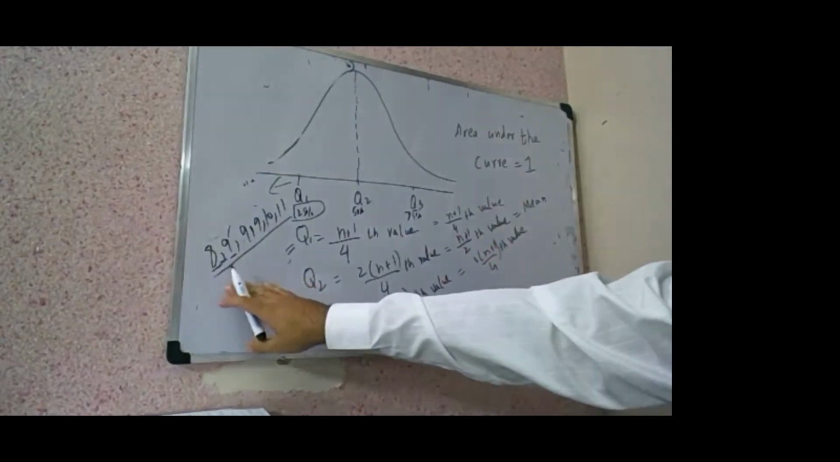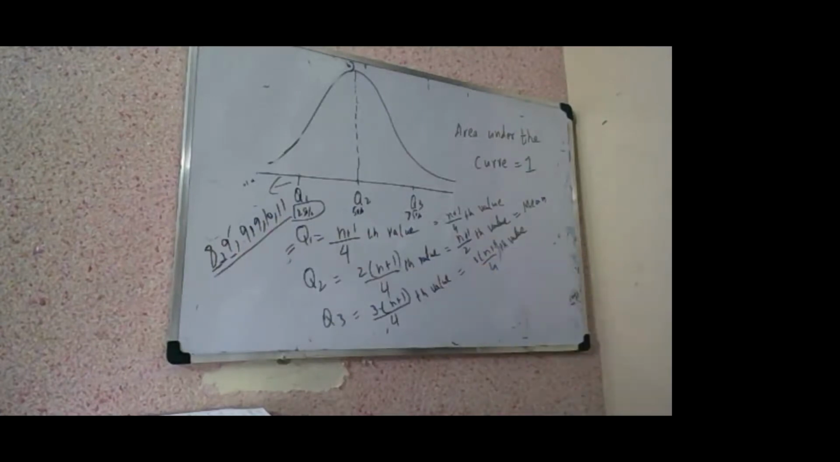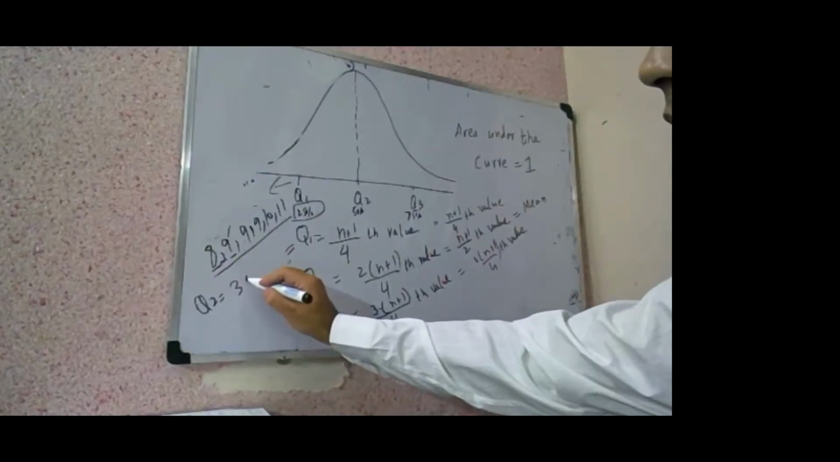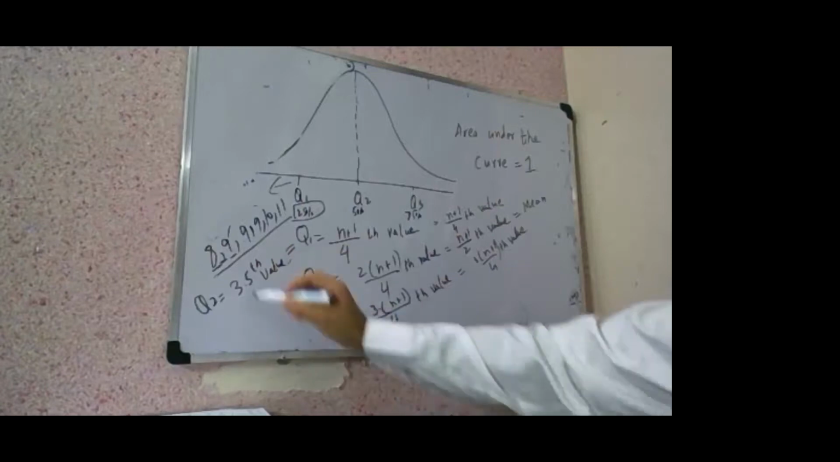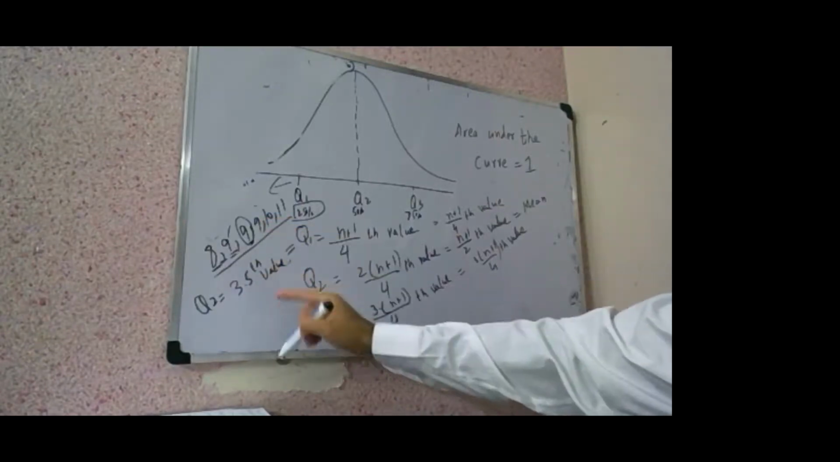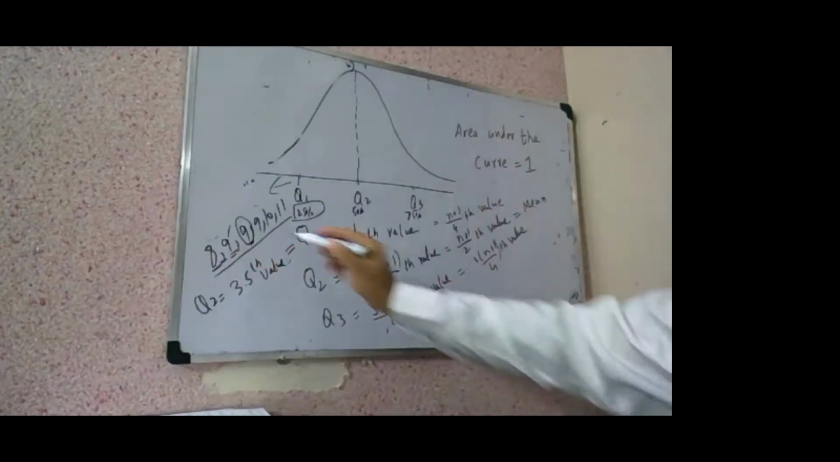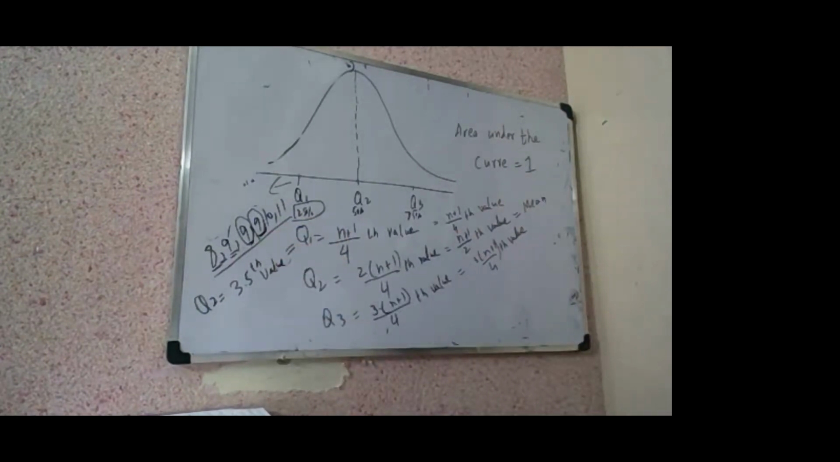Here n is 1, 2, 3, 4, 5, 6. So 6 plus 1 is 7, 7 by 2, so Q2 is the 3.5 value. So what is the first value? 1, 2, 3. So this is 9. What is the next value? So we know that our data point lies between these two nines.